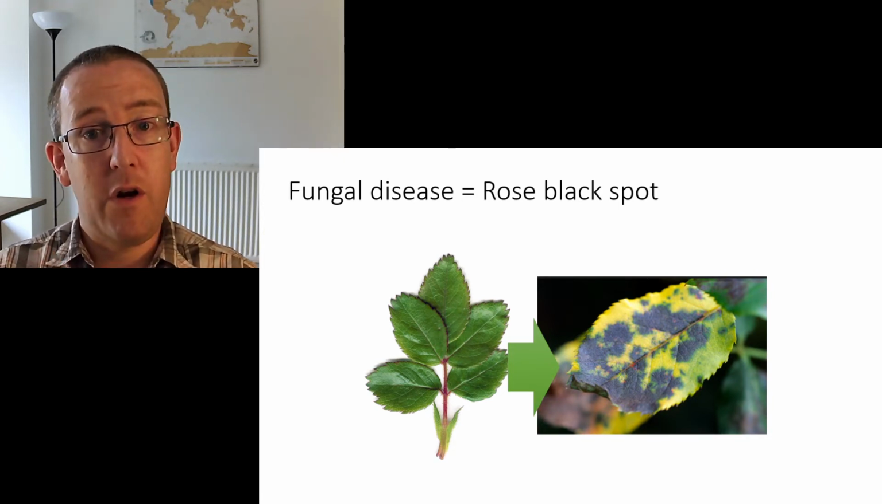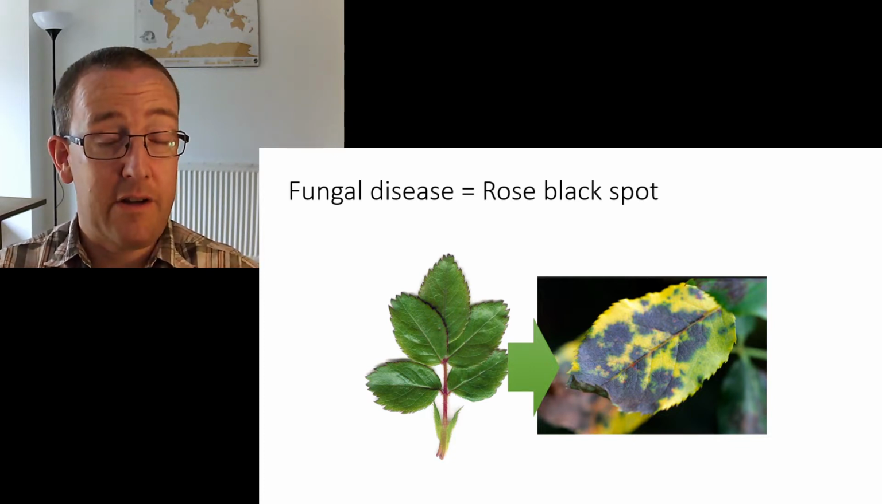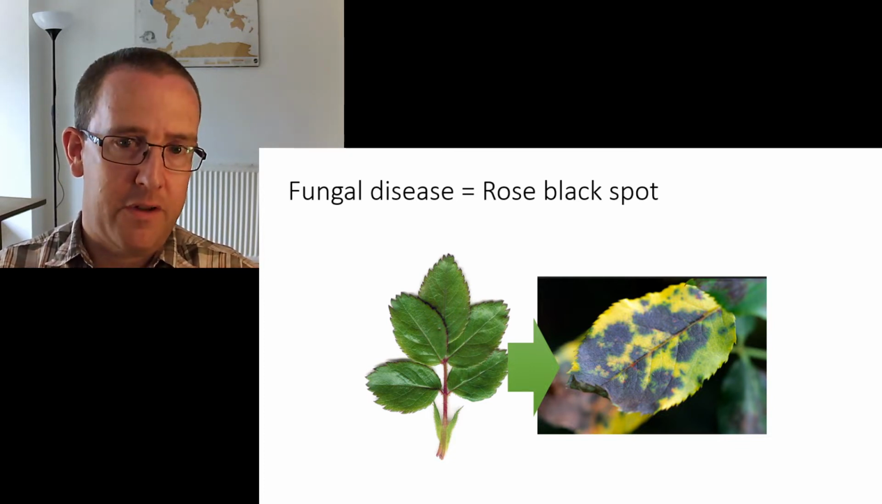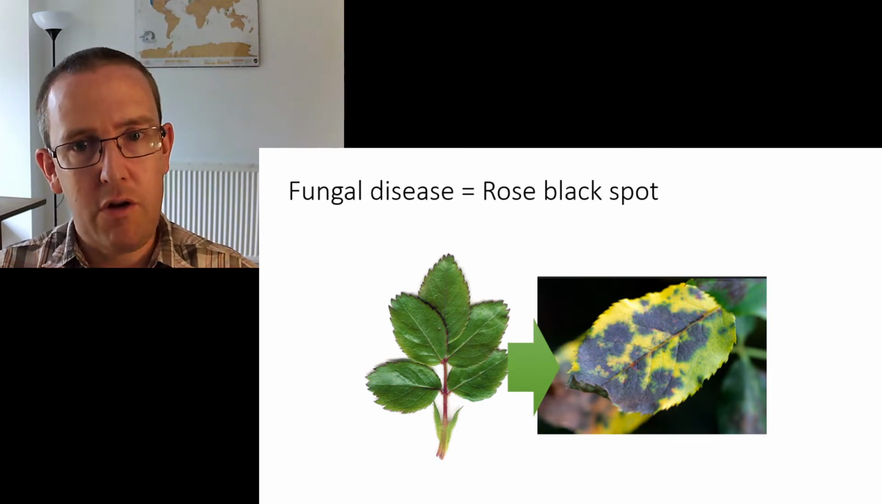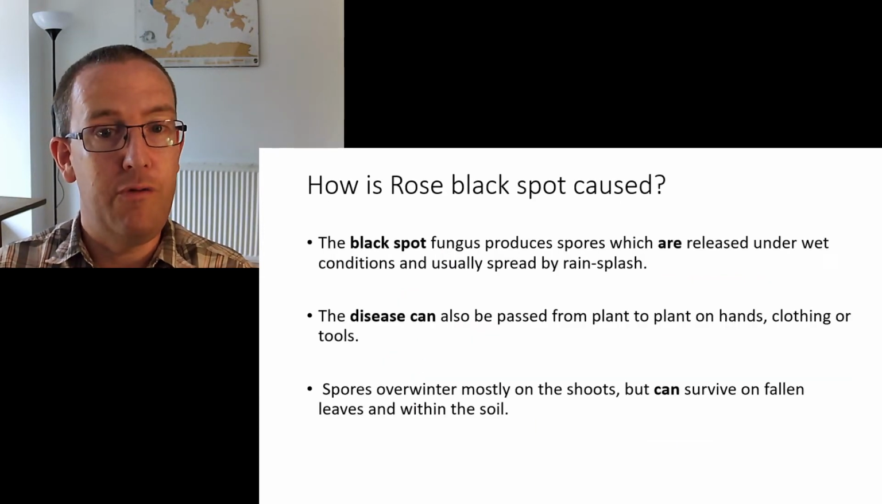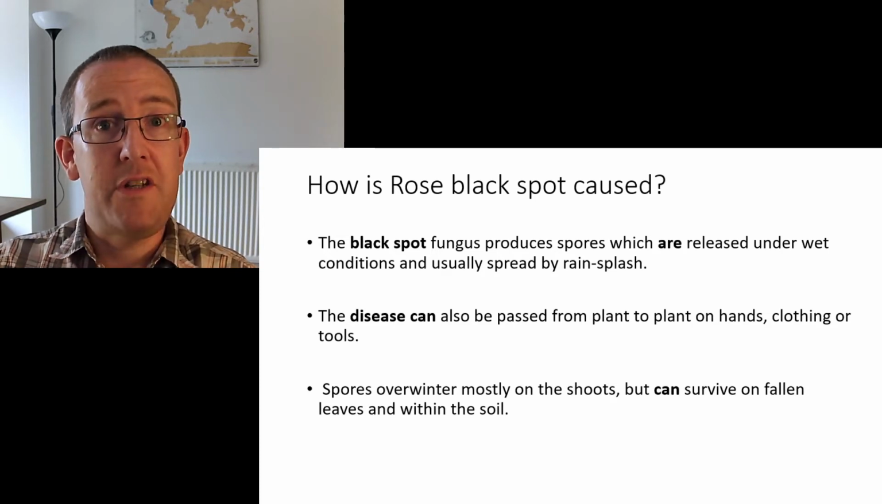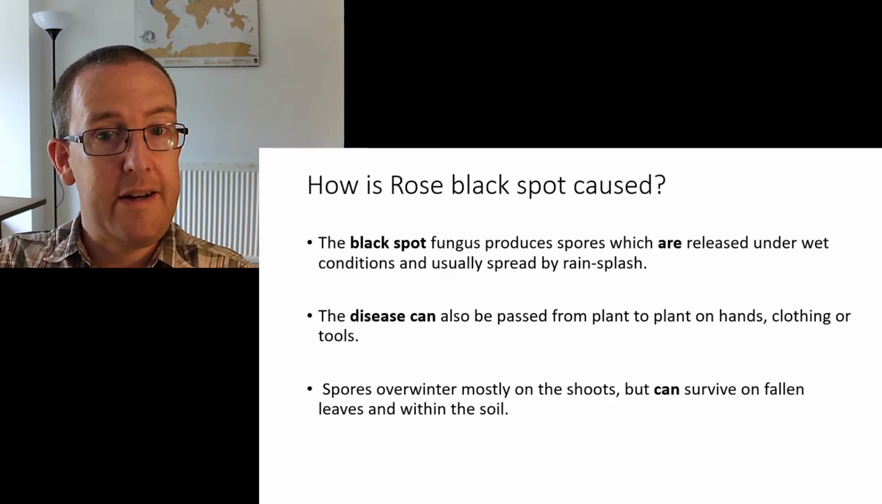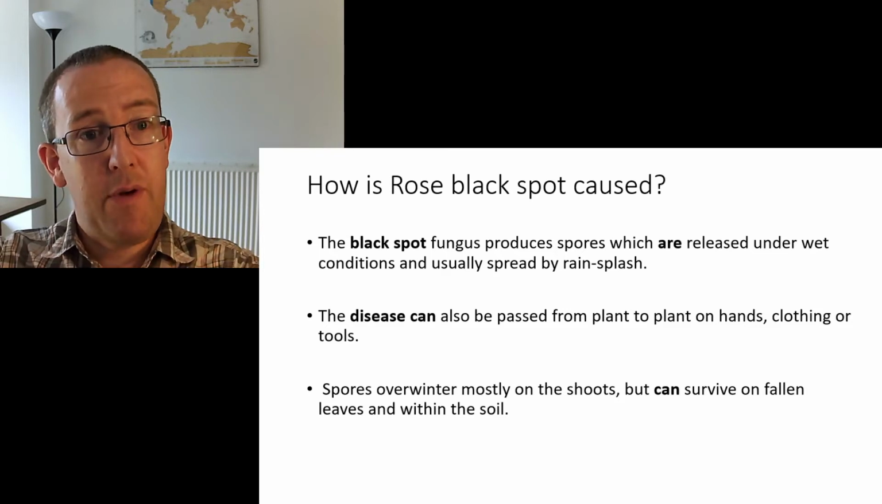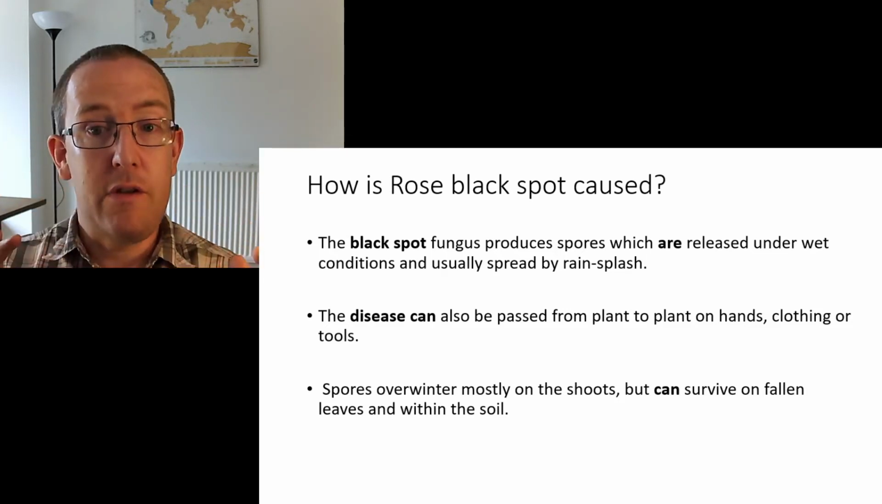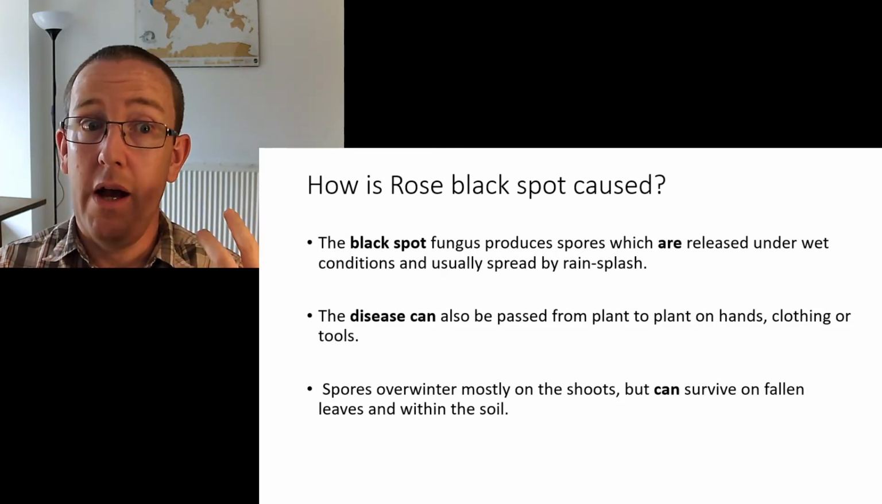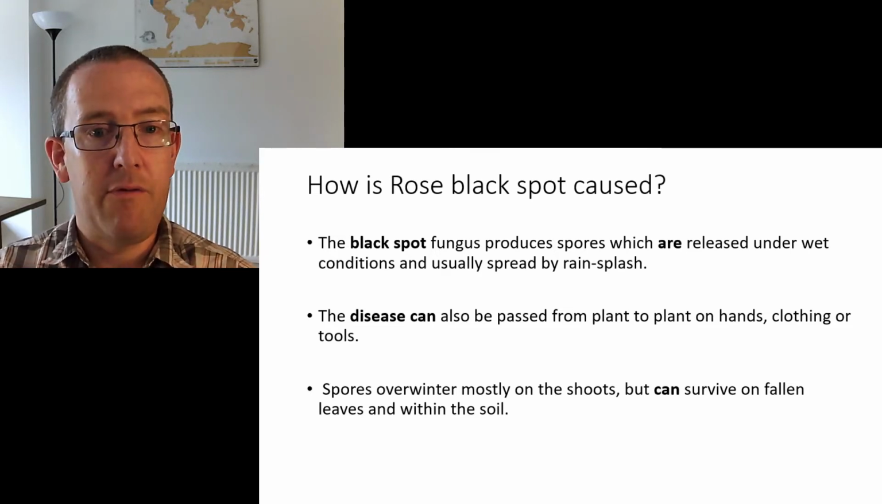And again, if you're answering a question on this, you would talk about what effect that's going to have. It's going to stop the plant photosynthesizing, reducing the amount of glucose it's got, and therefore stopping it growing. It's not good for the plant. Okay, so how is it caused? Well, the black spot fungus produces these little spores which are released under wet conditions. So when it rains, they get splashed off the leaves into the soil or onto other plants. It can be passed by us or other animals, moving it from plant to plant.